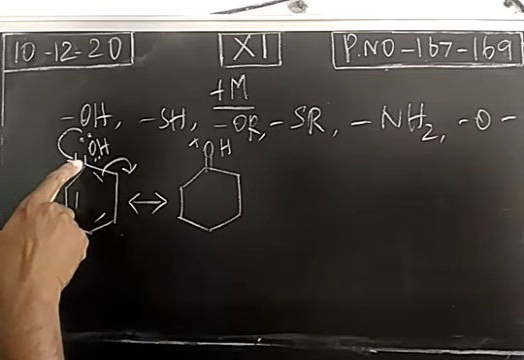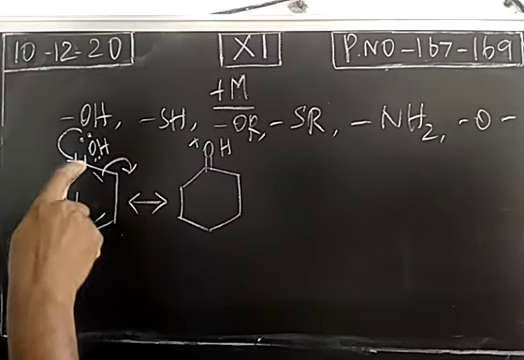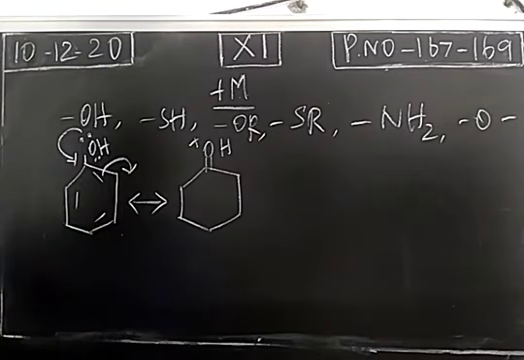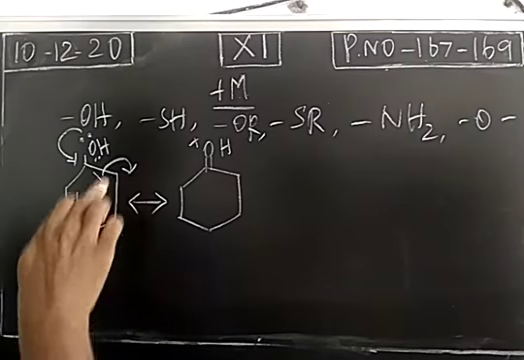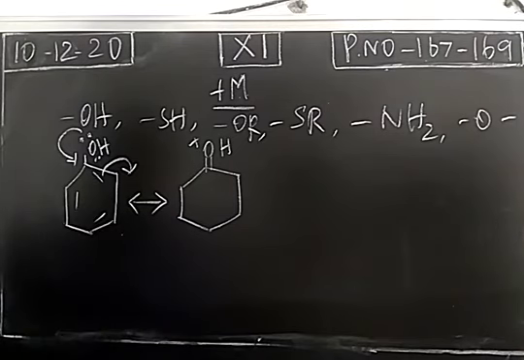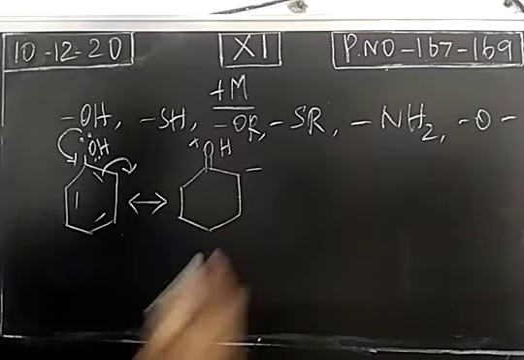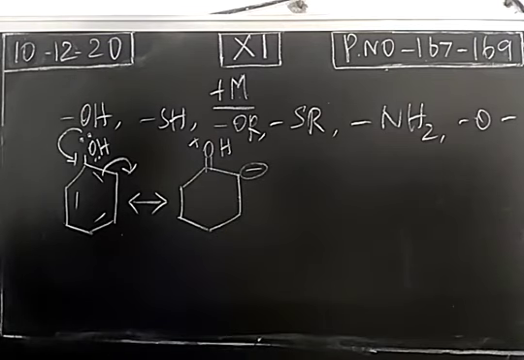Here, if a double bond forms, that means 1, 2, 3, 4, 5. Five covalent bonds cannot be present around a carbon. So this pi electron will be shifted over here. So here there is a negative charge. And this will be involved in delocalization.